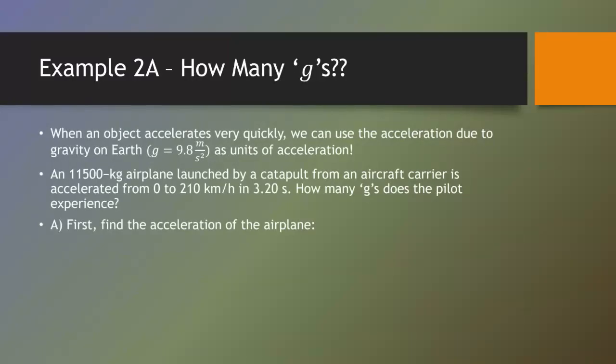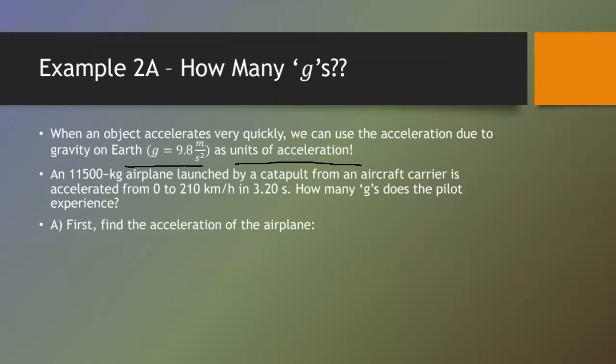When we have an object that accelerates very quickly, we can use the acceleration due to gravity as units of acceleration. You hear about this when you talk about jet planes taking off, G forces. Also on roller coasters, you experience G forces as you make those sharp turns. So we can use that as a unit.